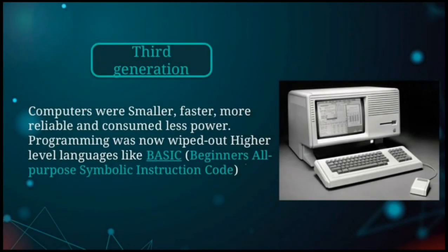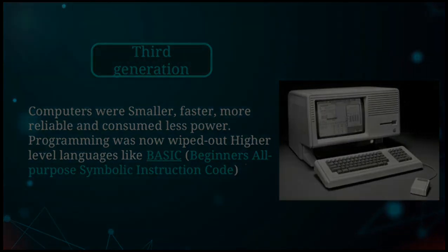In the third generation, computers were smaller, faster, more reliable, and consumed less power. Programming was now done in higher-level languages like BASIC, Beginner's All-purpose Symbolic Instruction Code.